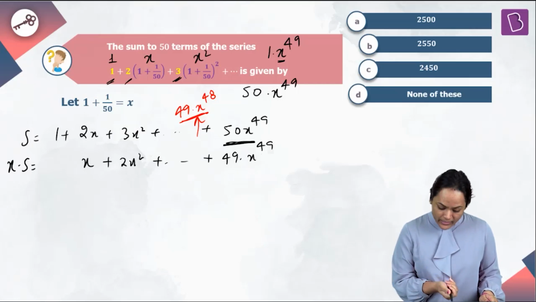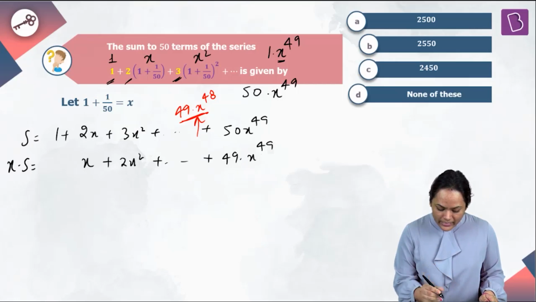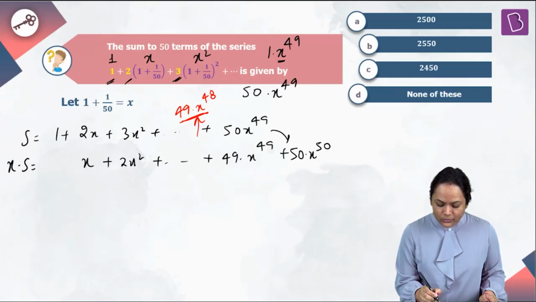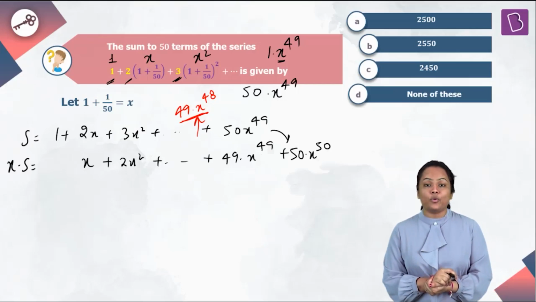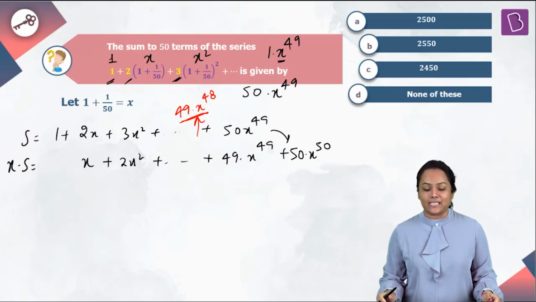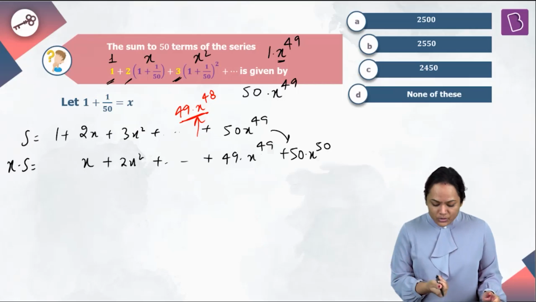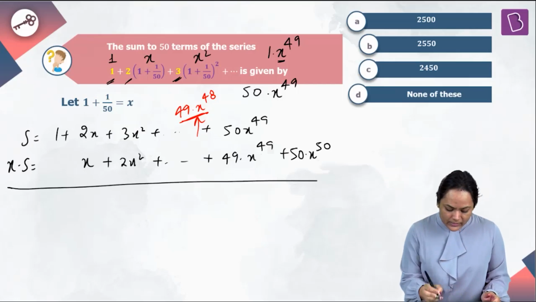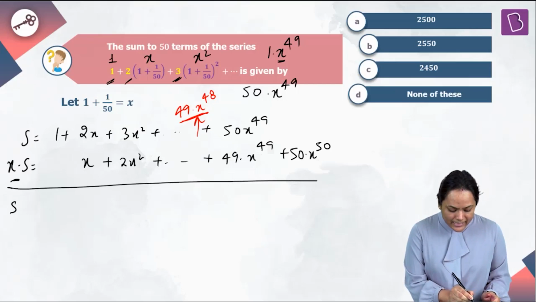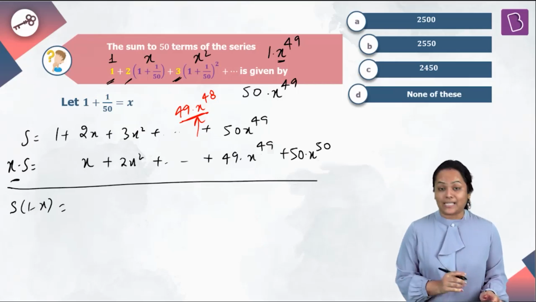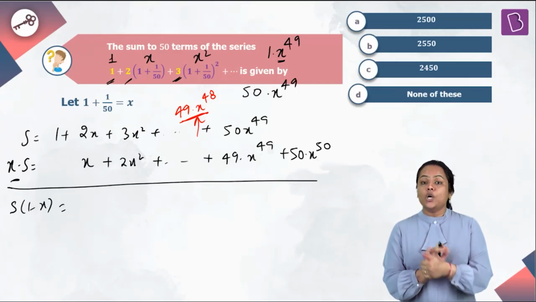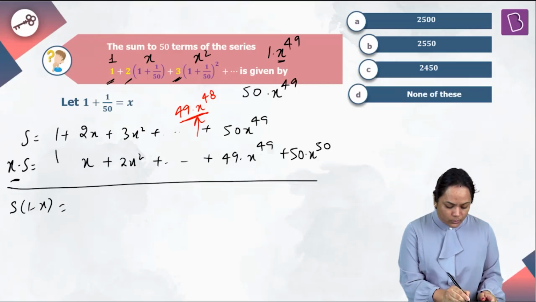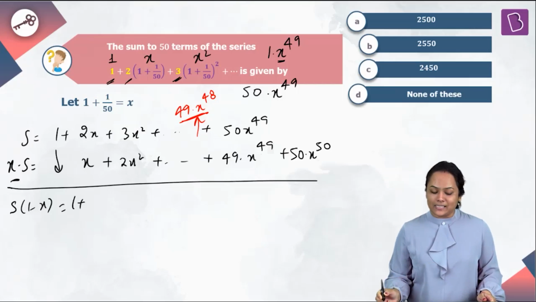Isn't it? Okay, and what about this last term? So when I shift this last term to right, this will become 50 multiplied by x raised to 50. So this is what we get when we multiply by x. Now what? Now we'll subtract. So when I subtract this will become S multiplied by 1 minus x on the left hand side, while on the right hand side the first term will be 1, which is coming as it is.